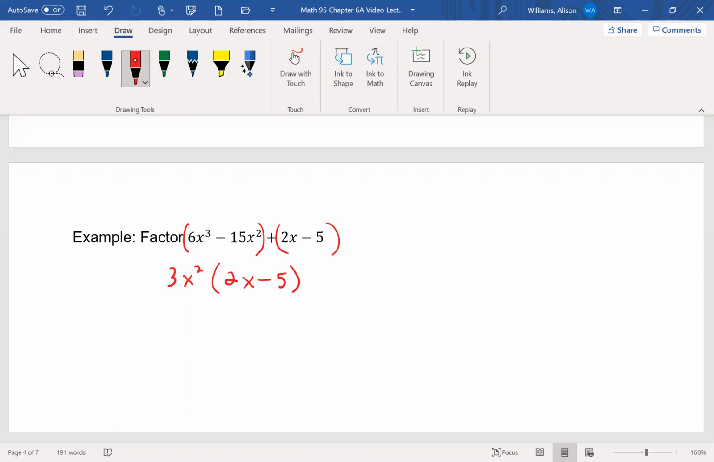All right, the second group, well, I don't have anything in common. 2 and 5 have nothing in common. They don't have any variables in common. So when that happens, we can always factor out 1. Let me bring the plus sign down. So I'm going to factor out a 1, and I'm left with 2x minus 5. So there it is. Now, there's my blob. 2x minus 5 is the thing that the two terms have in common. And I'm left with the 3x squared plus 1.